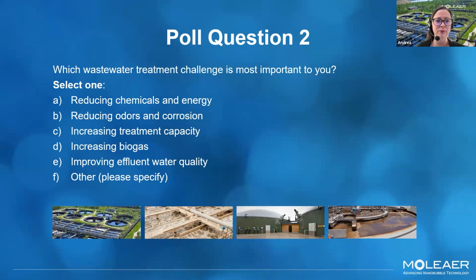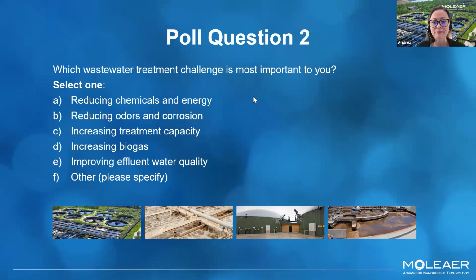Which brings me to the second poll question. This second poll question is the same as the first one, but this time we would like you to just select one. Which wastewater treatment challenge is most important to you? Reducing chemicals and energy, reducing odors and corrosion, increasing treatment capacity, increasing biogas, or improving effluent water quality. Again, if you select other, please specify by typing in your response.